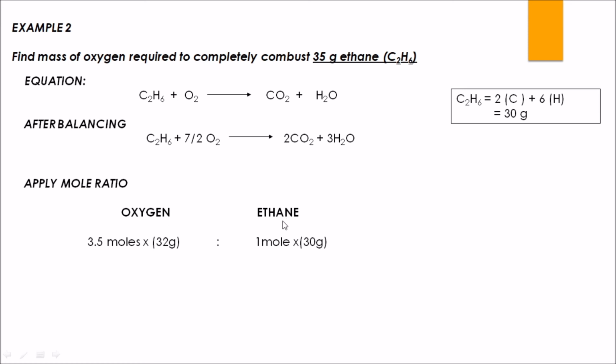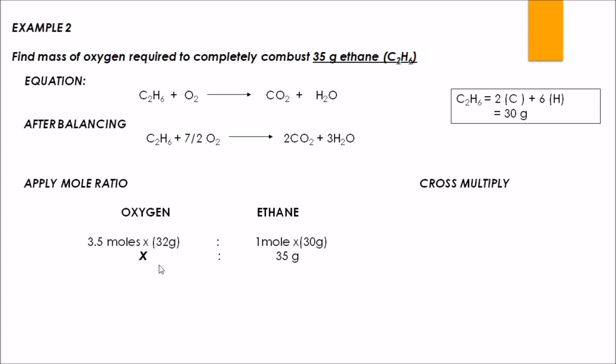And on the other side, we have the moles of ethane from the equation. We have only 1 mole of ethane, multiplied by the molar mass, which is 30 grams. Now we have to find the mass of oxygen, and we are provided with the mass of ethane. How much mass is given? 35 grams. So the first thing is from the equation as usual, and the second thing is from the question.